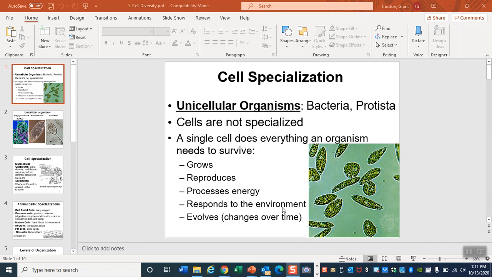These are your short cell specialization and cell diversity notes.